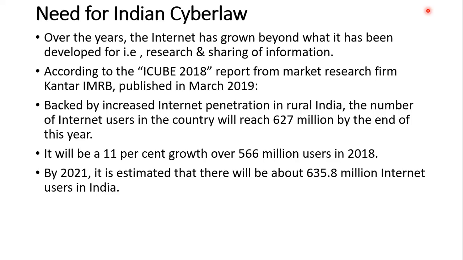So that is the reason there is a need for an Indian cyber law. According to the iCube 2018 report, done by the market research firm Kantar IMRB and published in March 2019, there is again an increase in internet usage in rural India, and the number of internet users in the country will reach 627 million by the end of 2019.